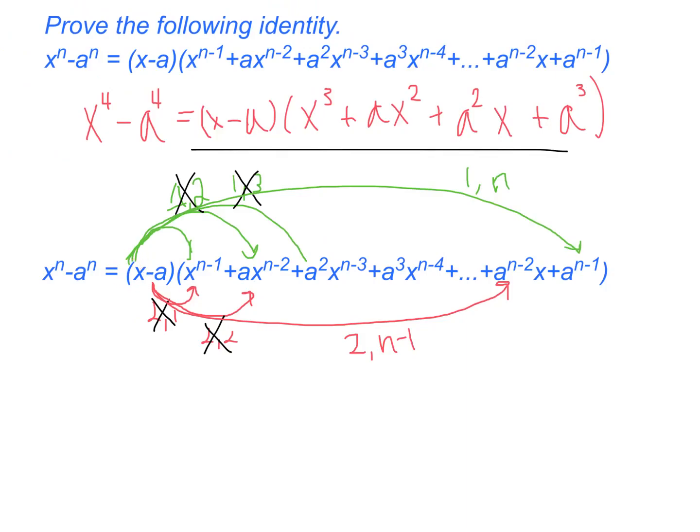X times a to the n minus 1 is going to be a to the n minus 1, x. And negative a times a to the n minus 2x is going to be negative a to the n minus 1, just like what I had here, times x. And so those are going to be opposites, and those are going to cancel.